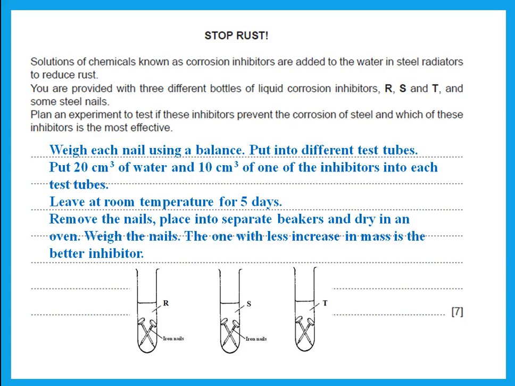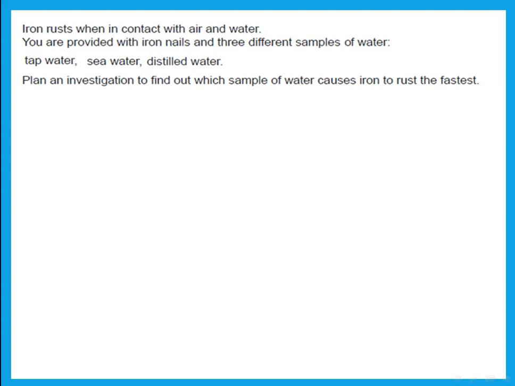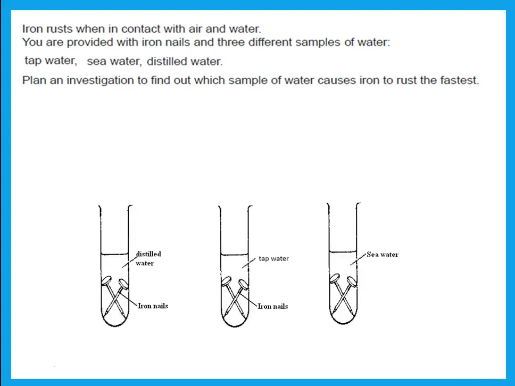Weigh the nails. Now this question is asking for which is the better inhibitor. So the one with less increase in mass is the better inhibitor. But in other questions like this one, he will say, okay, iron rusts when in contact with air and water. You're provided with nails and 3 different samples of water: tap water, seawater, distilled water. Here he wants you to plan an investigation to find out which sample of water causes iron to rust the fastest. So this is basically the same thing, but you're putting different types of water and you want to know which one has rusted more, so which one has more increase in mass.